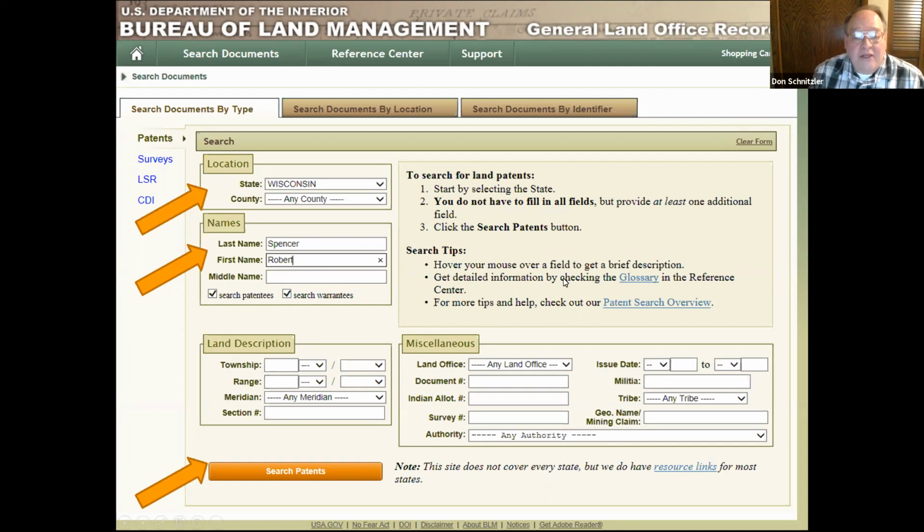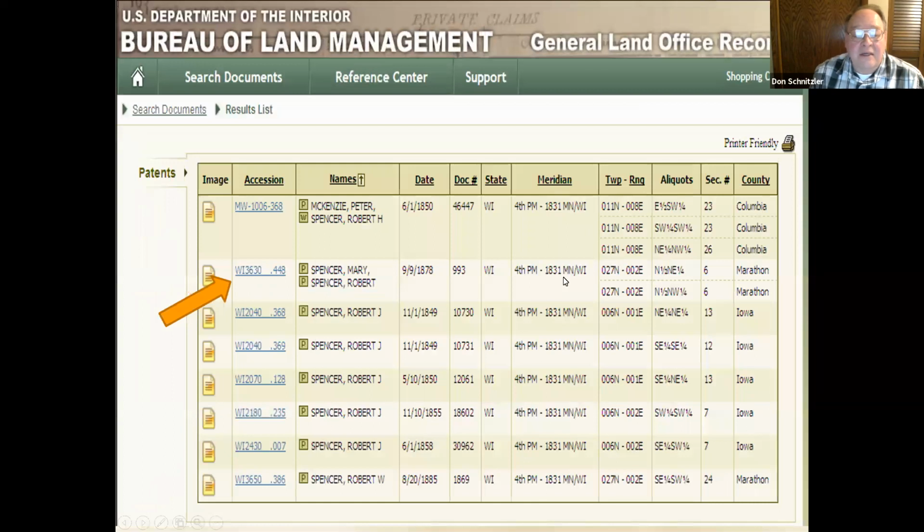So we put the location in, the name Robert Spencer, and we hit search patents, and it brings up a list. And you can see that Robert Spencer shows up in a number of different places here.